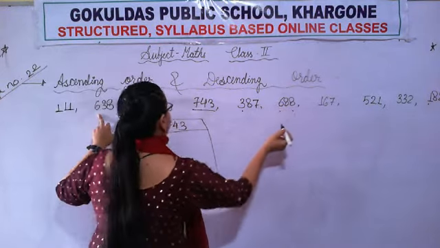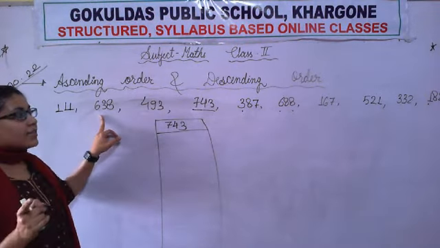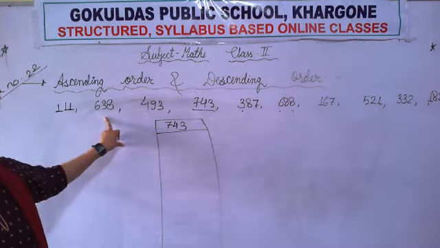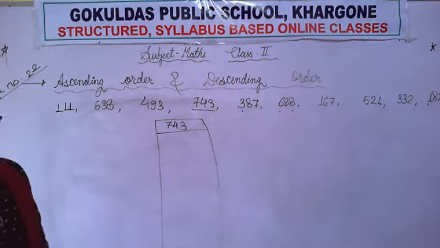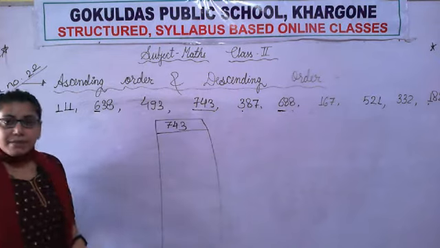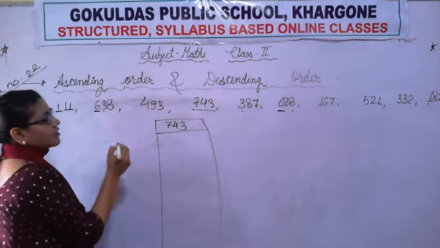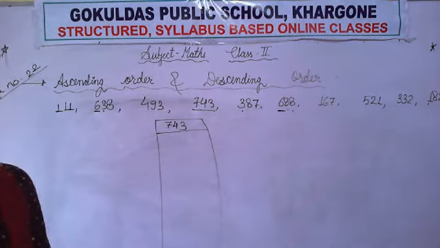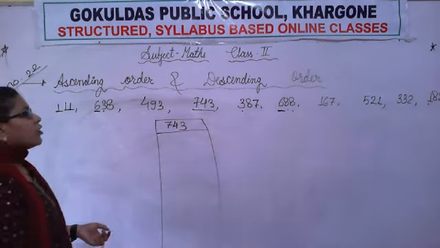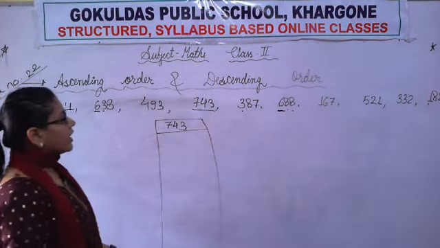Now 688 and 638. Both the numbers have the same 100's place. So again we have to find the bigger number. Both the hundreds values are the same, so what we do next is we check the tens place. Here 3 is given and here 8 is given at the tens place. So 3 or 8, which one is bigger? 8. So it means 688 is bigger than 638.